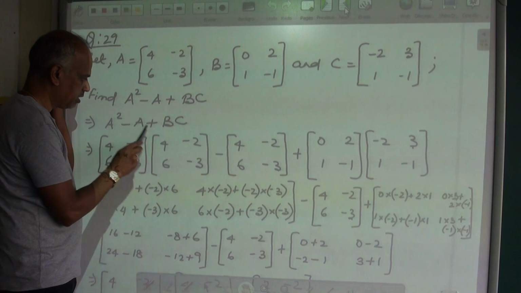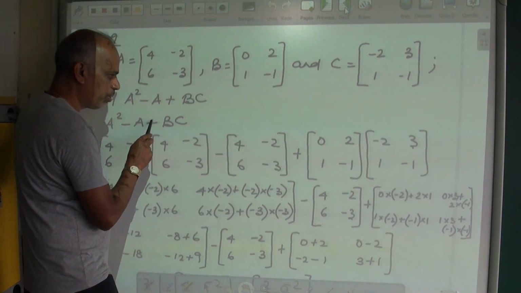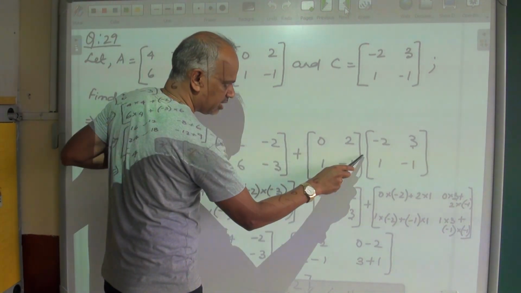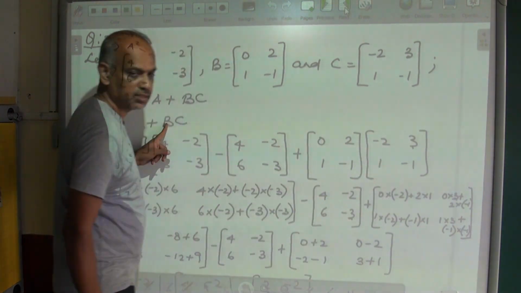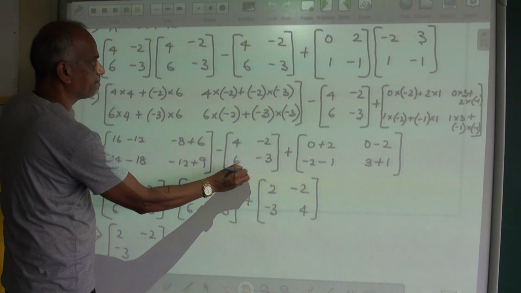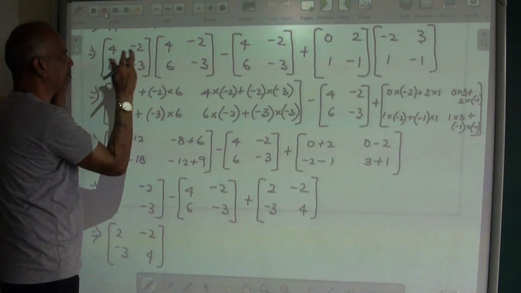A into A, then minus A, this is matrix A, plus B into C. B I have written here, into this is C. Now to simplify this, let's go with this multiplication first.